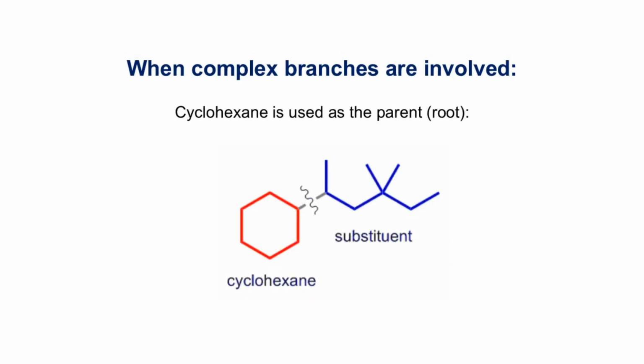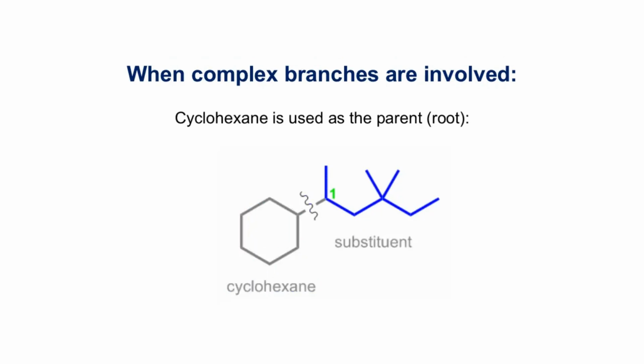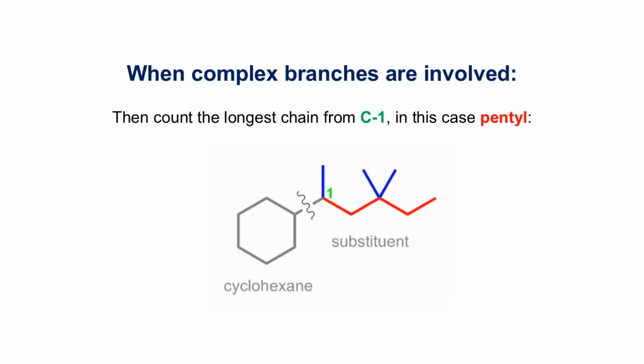While we could name this molecule several ways, if the cyclohexane is the parent, we must deal with the multi-branched group attached. With the cyclohexane taken care of, everything else in the substituent must be accounted for. With complex branching, it is easier to find the longest chain from the point of attachment to the ring, which in this case is a pentyl group.